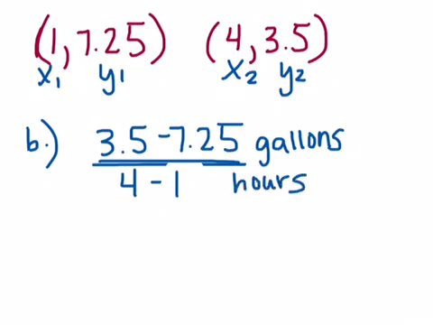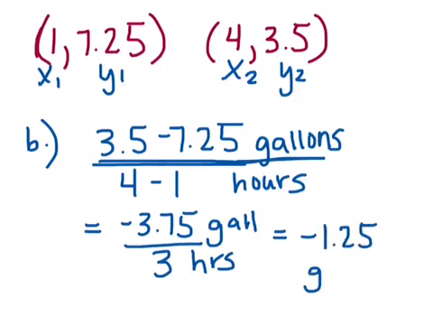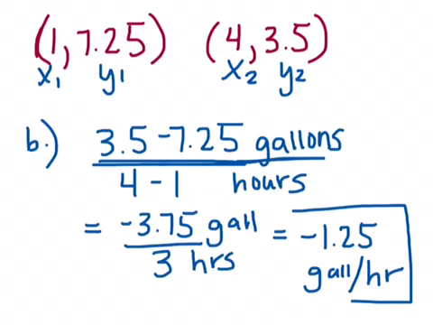That's good to write in as we go, because since we're doing an application problem, we do want to include units. So 3.5 minus 7.25 gives us negative 3.75, and that's gallons. And 4 minus 1 gives us 3 hours. And if you put that in your calculator, you get negative 1.25, and it's gallons per hour. That's our slope with the correct units included.